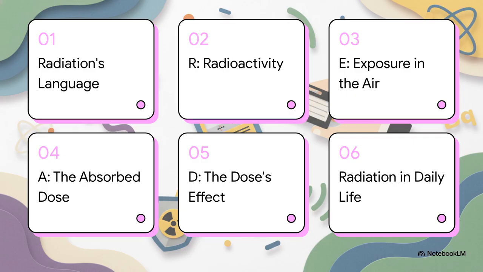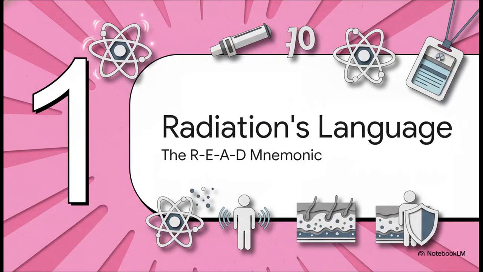We're going to use this simple little mnemonic, R-E-A-D, to trace the path of radiation all the way from its source to its effect. And then we'll bring it all into focus by looking at how this stuff shows up in our daily lives. The absolute key to understanding all these different units is that READ mnemonic. It stands for radioactivity, exposure, absorbed dose, and dose equivalent. This simple acronym is going to be our guide through the whole process.